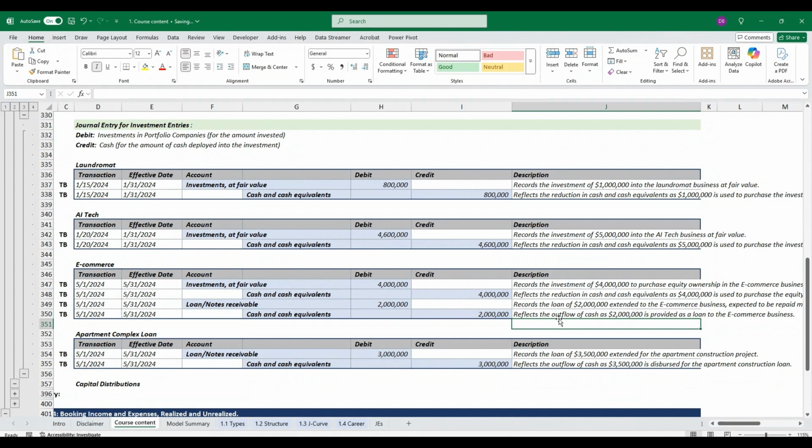The fund is basically a money manager. When we bring the money from the investors, we can invest the money either in equity of some companies or we can issue loans. So we will get interest income from our borrower. In this case, we have a note receivable. We debit the note receivable to record the loan of $2 million extended to the e-commerce business. Then we will credit our cash and cash equivalent. And that's the same as the loan to the apartment. We debit the receivable and credit the cash.